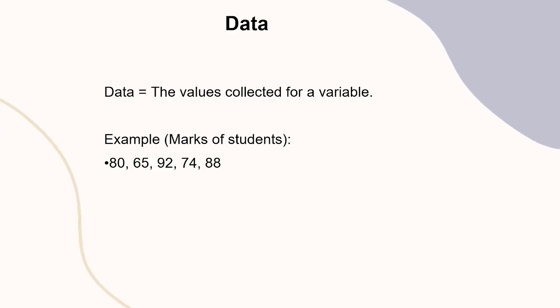Now, let us understand what is data. When we collect values of a variable, these values become data. Suppose we record the marks of 5 students. That's 80, 65, 92, 74, 88. These numbers are data. So remember, variable is what we measure. Data, the values we collect from that variable. We will discuss more about data and types of data in the next episodes.